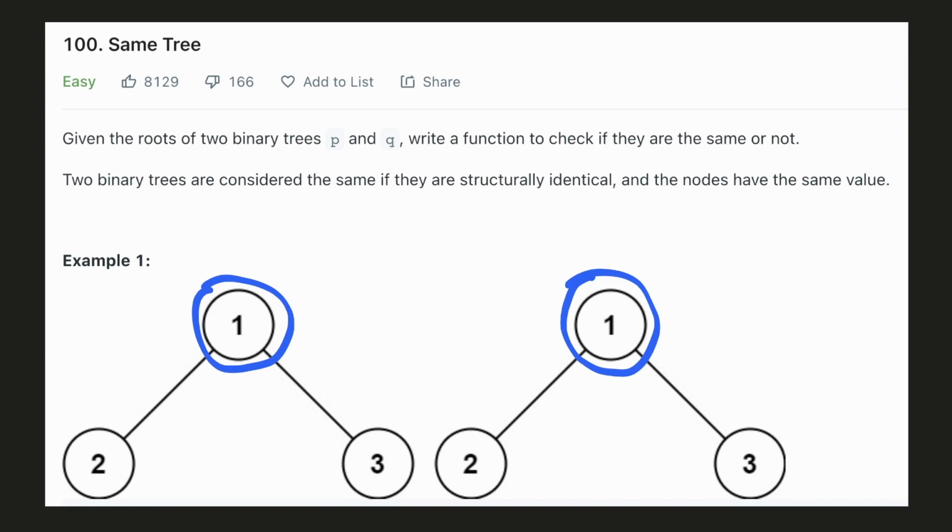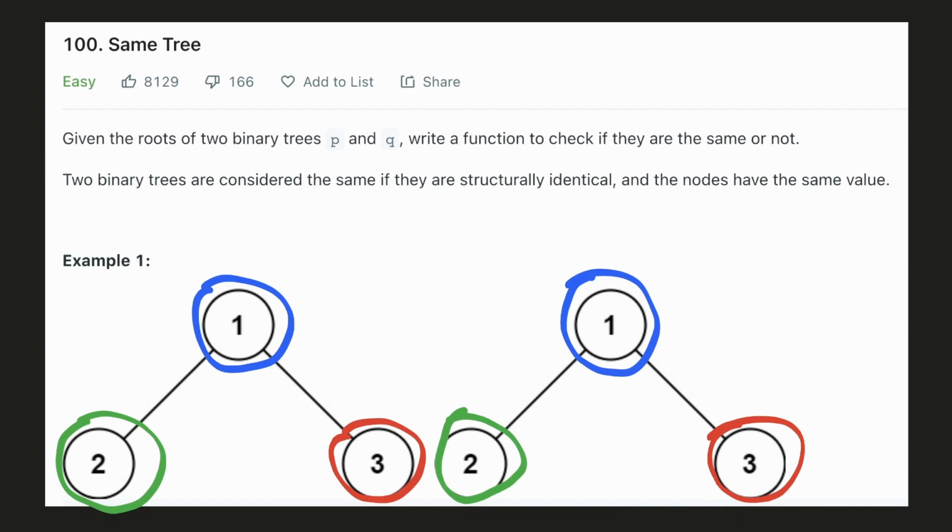Once we know that the root value is the same, then we have to check that the left subtrees of both the trees are the same. Similarly, we also have to check that both the right subtrees are the same. We can keep on doing this step recursively using a depth first search, and once these three conditions are satisfied for all the nodes, then the trees are the same.